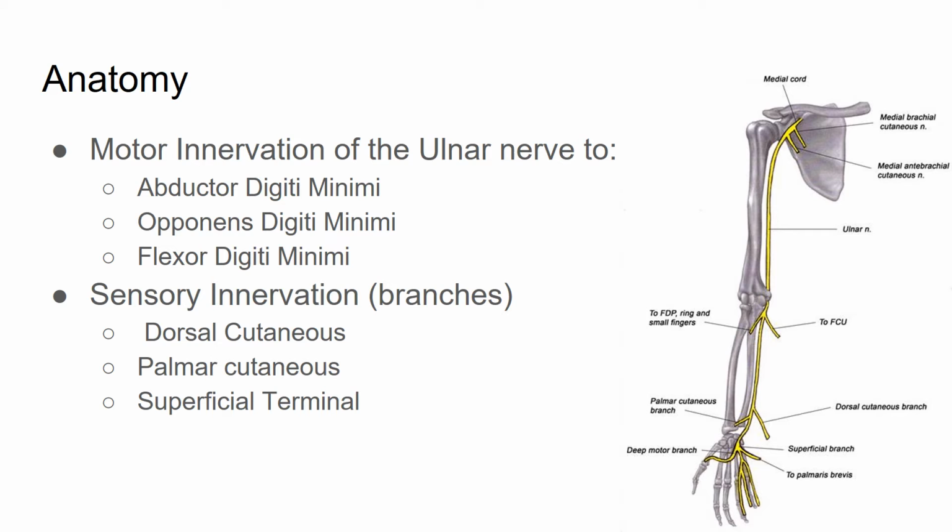There are 3 branches that provide sensory innervation to the medial forearm, medial wrist, and medial digits, called the dorsal cutaneous, palmar cutaneous, and superficial terminal branches.